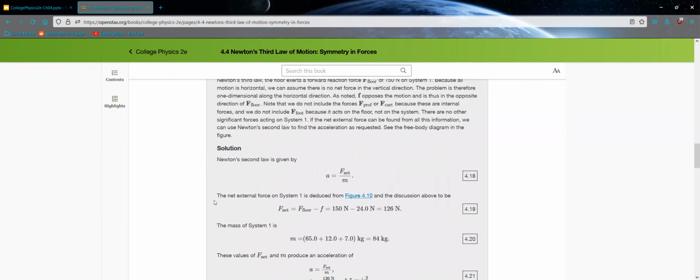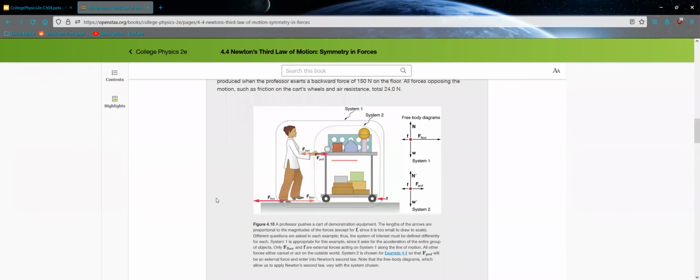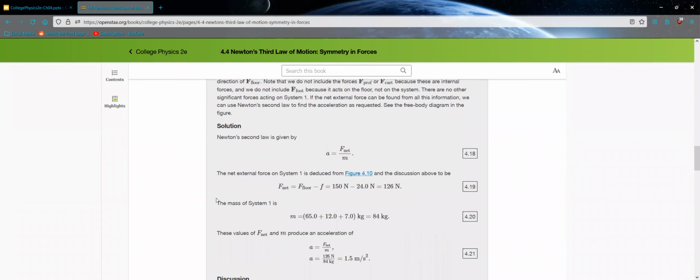So we could take those equations. We know the force she's putting on the floor is 150 newtons, or the force of the floor pushing her is 150 newtons, because we're told that. It's in the direction we're talking about, so it's positive. The drag force, the frictional force, is negative because it's opposing motion. 150 minus 24 is 126 newtons.